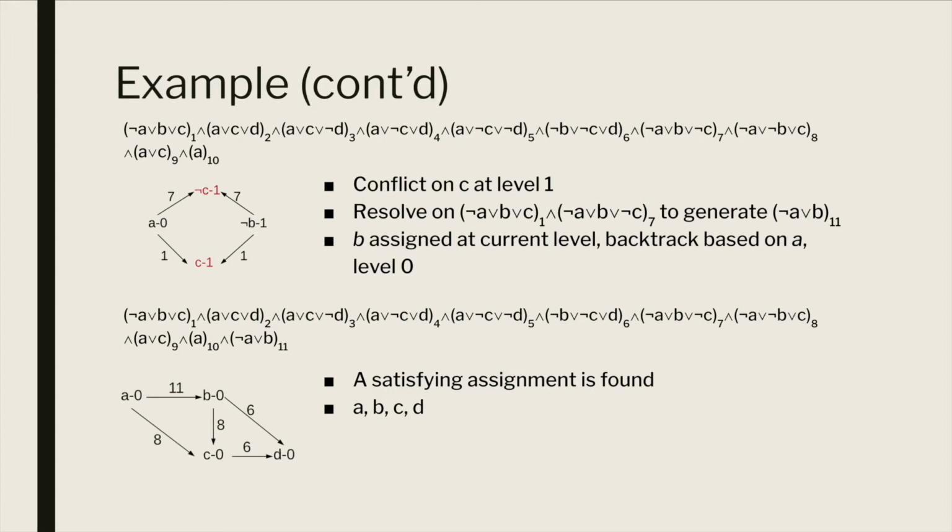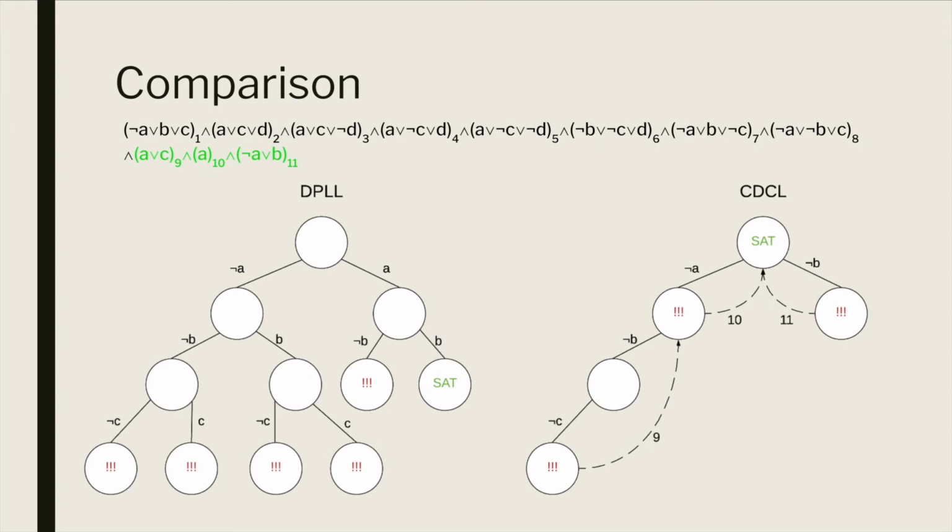Now, with our new clause, we follow a series of implications that produces an assignment of A, B, C, and D. We found a complete satisfying assignment at level 0 without having to make any guesses, purely by following implications, and we've solved our SAT problem. So we've seen both DPLL and CDCL solve the same SAT problem and compare how they performed.